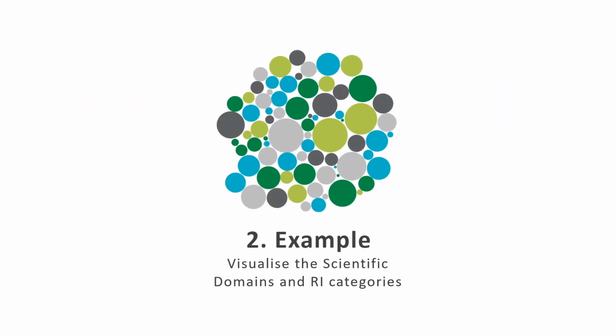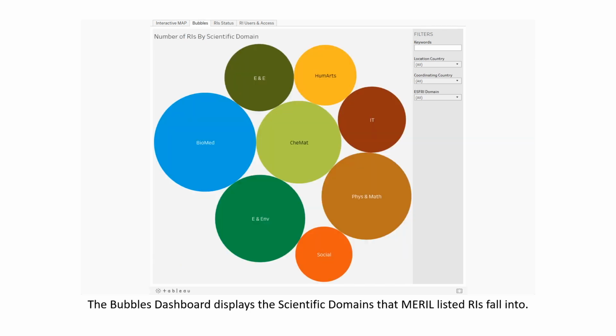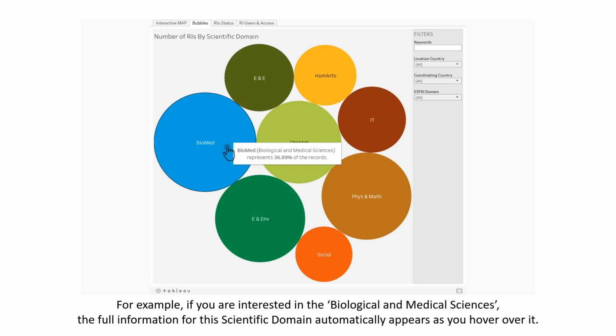Second example. Visualize the scientific domains and RI categories. To continue your exploration of the European research space, click the Bubbles tab to access the second dashboard. The Bubbles dashboard displays the scientific domains that MERIL-listed RIs fall into. For example, if you're interested in the biological and medical sciences, the full information for this scientific domain automatically appears as you hover over it.